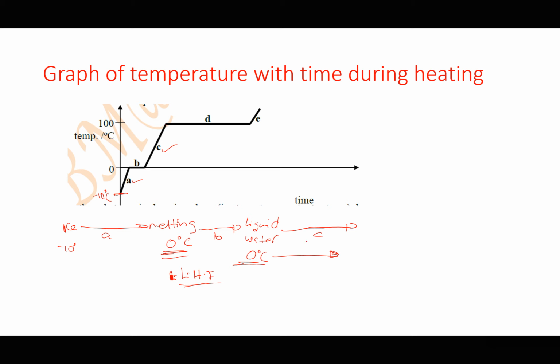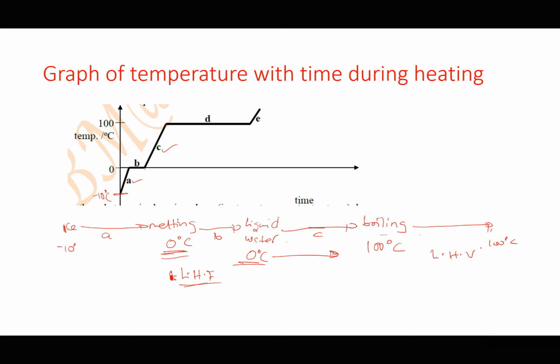Here the temperature is increasing until the liquid starts boiling. When the liquid starts boiling, the temperature becomes 100 degrees Celsius, and it will remain 100 degrees Celsius until all the liquid has boiled away. So here we now have the latent heat of vaporization.